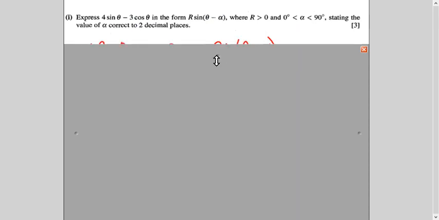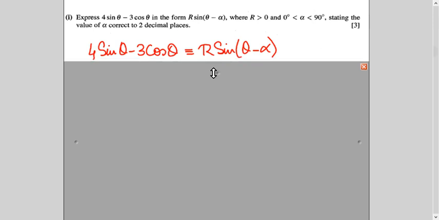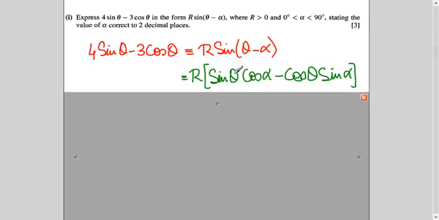So let's begin. We want 4 sine theta minus 3 cos theta in the form r sine (theta minus alpha). Alpha you have to give in 2 decimal places. Now this part is usually easy for students. Here we will apply the compound angle formula. We say this is identical to this because we have to bring it into this form, and I'm applying the compound angle formula which is given to you in MF19.